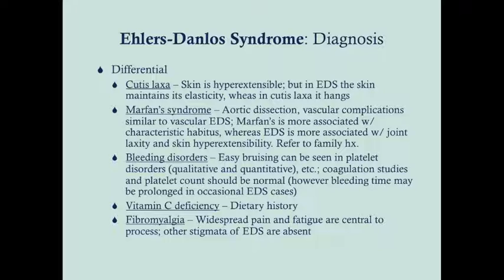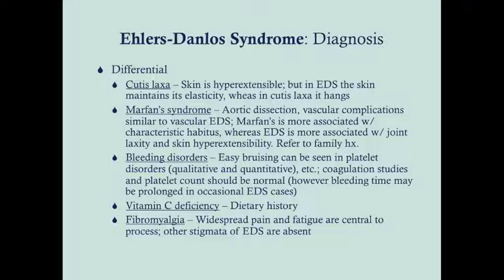Coagulation and platelet counts should be normal, but in some cases of EDS, you can have prolonged bleeding time. And patients with severe bleeding disorders who do have prolonged bleeding time, or even some who don't, they have used desmopressin to try to increase the factor count. Vitamin C deficiency, remember vitamin C plays a role in collagen synthesis and maturation, and so that should always be considered, particularly in children. You just get a dietary history.